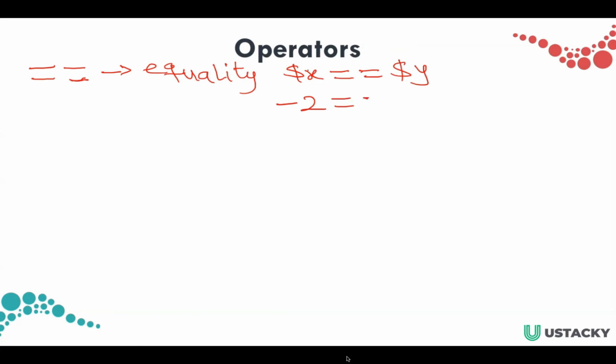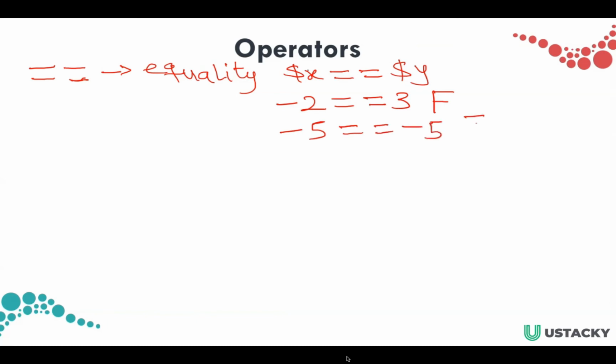The first one I like to talk about is the double equals to sign. This checks for equality. At least you can check if $x is the same thing as $y. For example, checking if -2 is the same thing as 3. This will return false. But -5 is the same thing as -5.